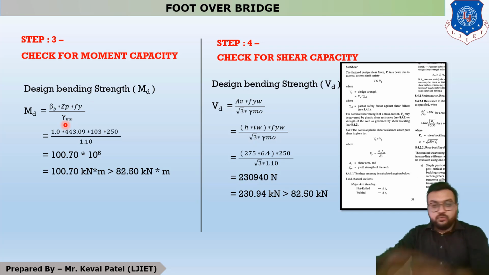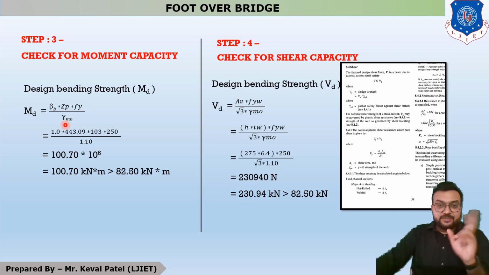Now you all know that our section is plastic because it was already classified in the previous slide that our selected section is in plastic state. So you can see that just below this equation it is clearly mentioned that the value of beta b is 1 for plastic and compact sections. So that's why we have to put down the value of beta b is equal to 1.